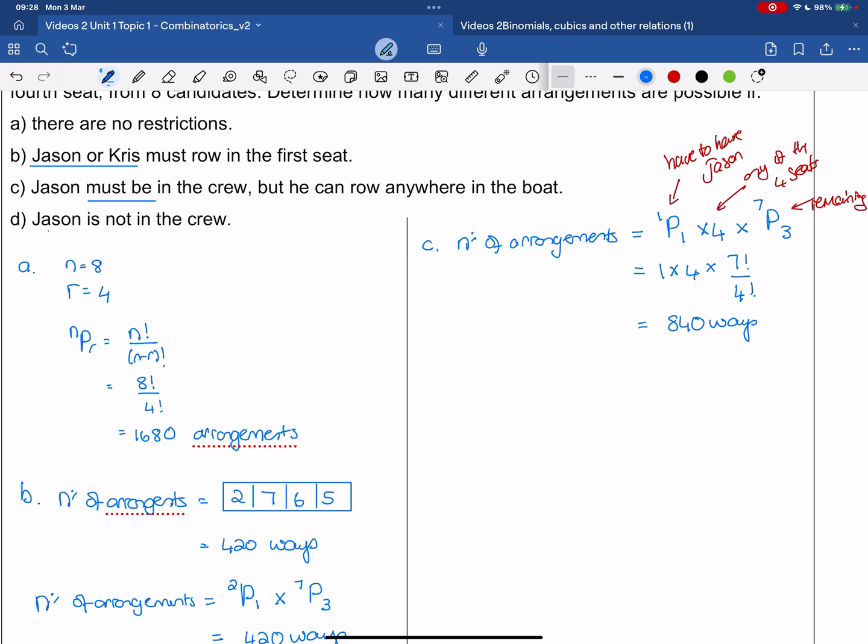Okay, now if Jason is not in the crew, well, now I've only got 7 people I can choose from and all 4 seats. So my number of arrangements is going to be 7 choose 4, and that will be 7 factorial over 3 factorial, which is 840 different ways.